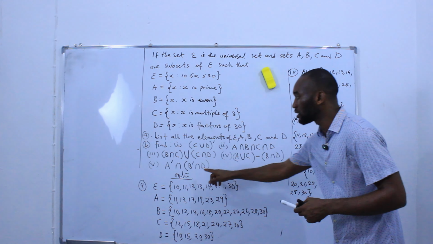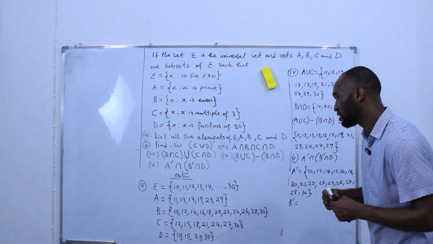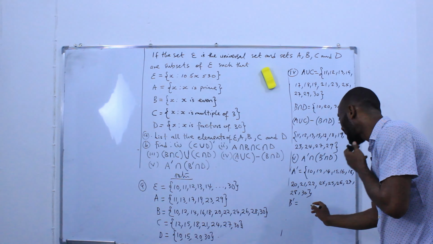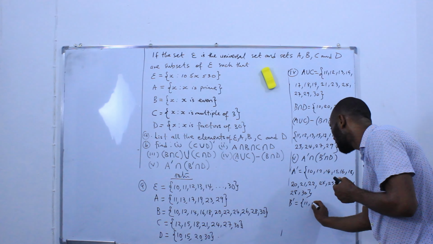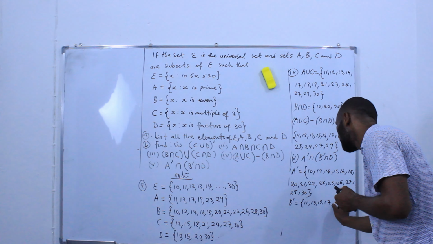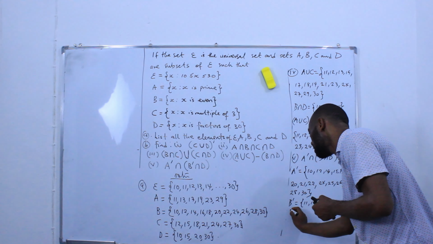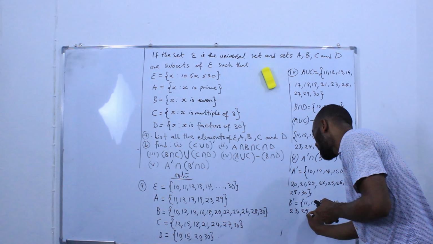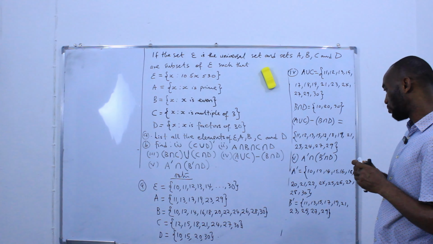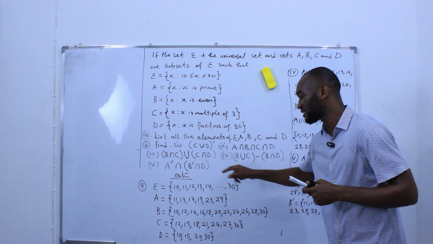Let's go ahead to look for B complement. B complement is those elements that are in the universal set, but you can't see them in B. They are 11, 13, 15, 17, 19, 21, 23, 25, 27, 29. This is B complement. Now, the bracket there says take B complement intersection D.